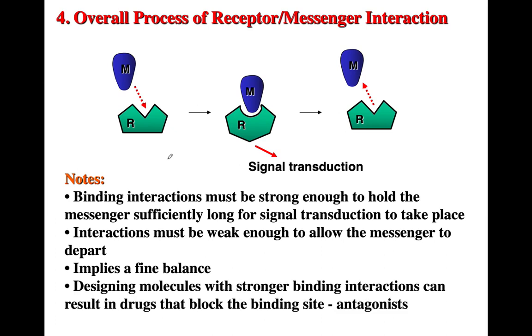Now, when you look at a particular receptor that you want to block, if you want to design an antagonist for a receptor, you have to take into consideration the types of binding interactions that are involved at the binding site.